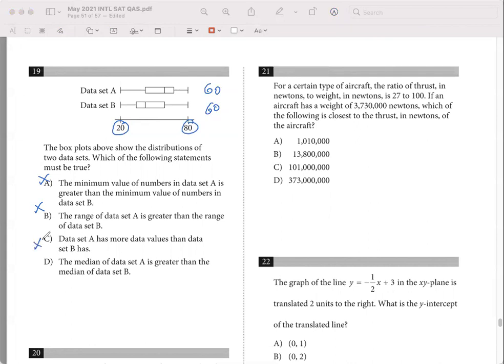The median of data set A is greater than the median of data set B. Yeah, that is true for sure. The median of data set A is here and the median of data set B is here. So this value is definitely greater than this. So D has to be true. Option D. Okay.